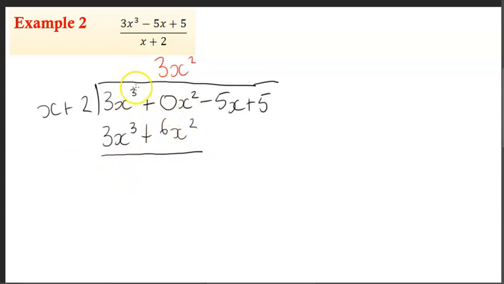What do we do with this section here? We are subtracting them. We're subtracting this bottom one from the top one. This will be 0, and 0x squared take away 6x squared will give me negative 6x squared. All right, what is my next step? Drop them down. Now, are we dropping down the minus 5x plus 5, or just the minus 5x? Just the minus 5x. And the reason why is because we always drop down one less than how many terms there are in the divisor.